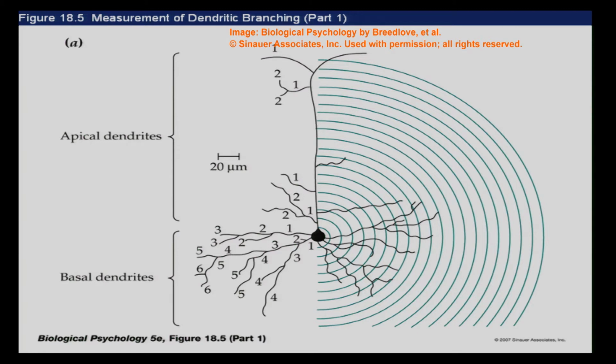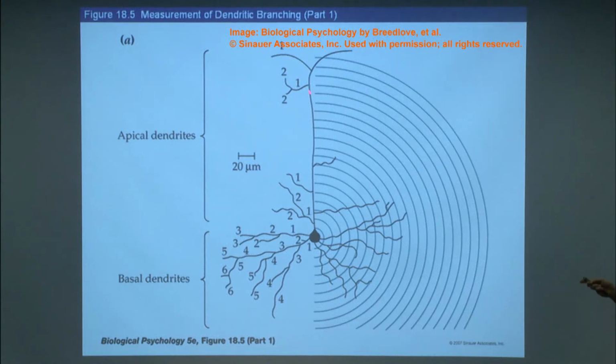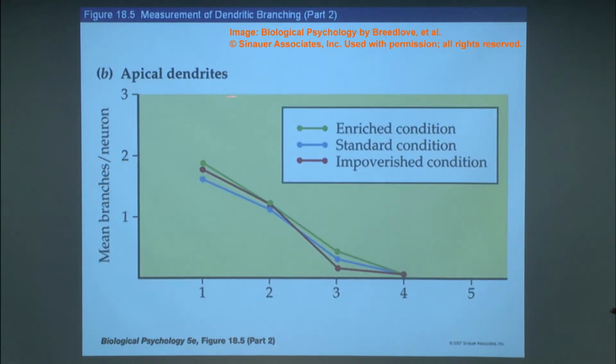And you have two different kinds of dendrites. Apical dendrites that come up off of the cell body, off of a main dendritic arbor. And then you have basal dendrites that kind of come off of the cell body itself. And you can ask, well, which dendrites are branching more? The apical dendrites or the basal dendrites? And here are the apical dendrites.